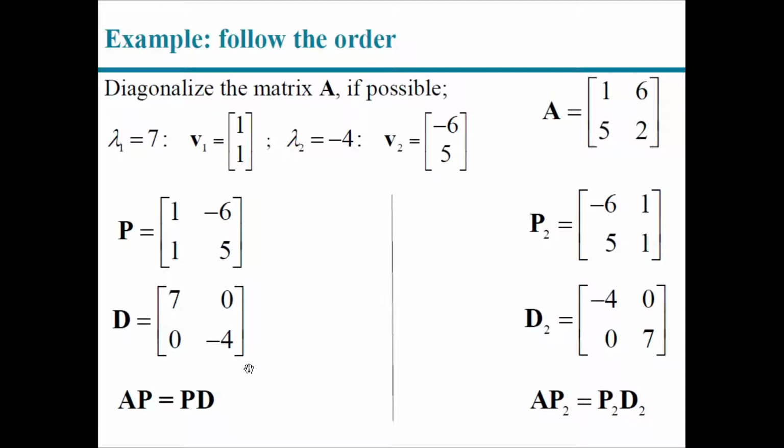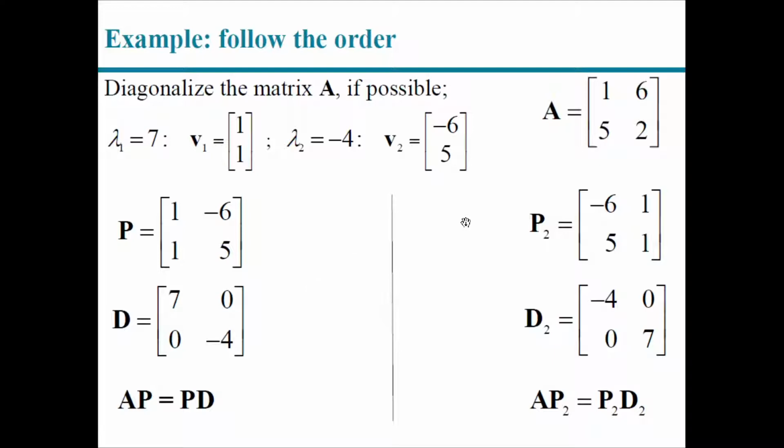If I want to verify, instead of computing the inverse, I could just compute A times P, see what that result is, and then compute P times D and see what that is, and compare them. And they need to be equal. So that could be a test if you need to verify. But if you follow the order properly, by construction, everything will be fine.